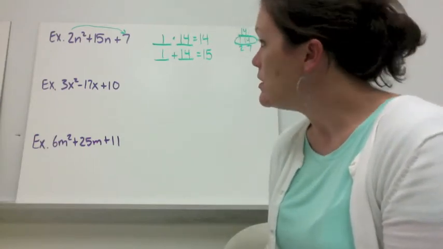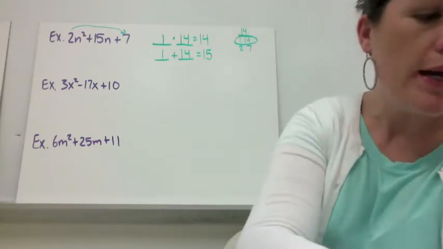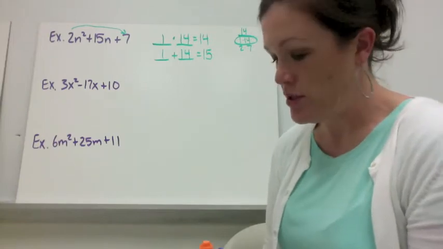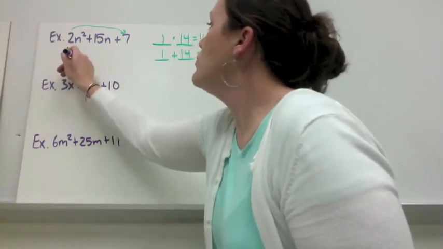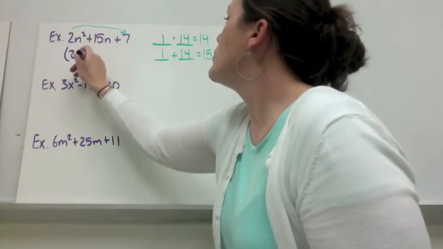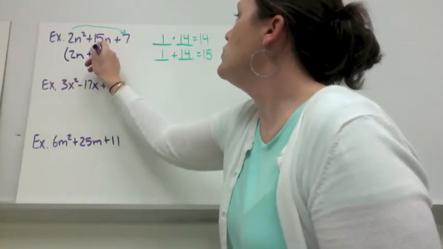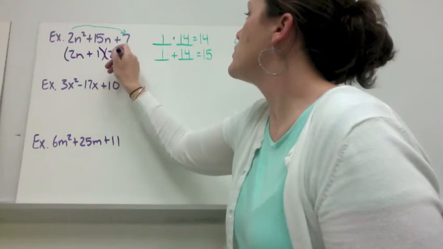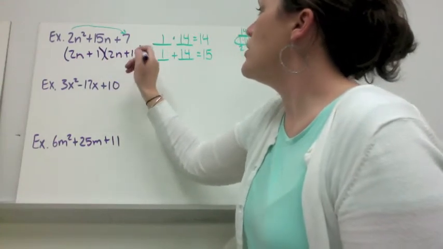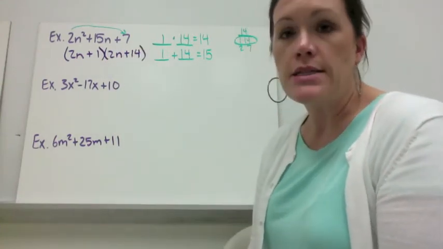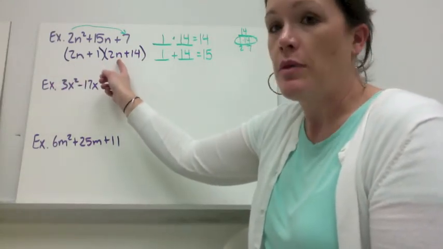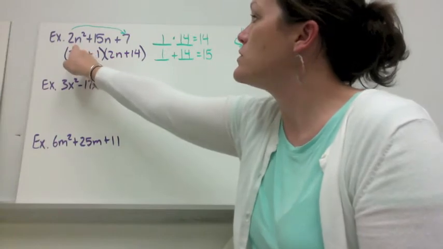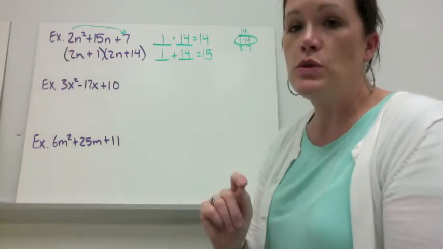Now this part is new as well. We need to write it so our leading coefficient is a. So you write your binomials with 2n plus 1 and 2n plus 14. We call this wrong way factoring because that's actually something wrong. 2n and 2n, when we multiply, would give us back 4n squared. So that's 2 too many.